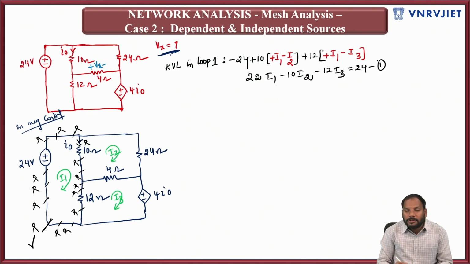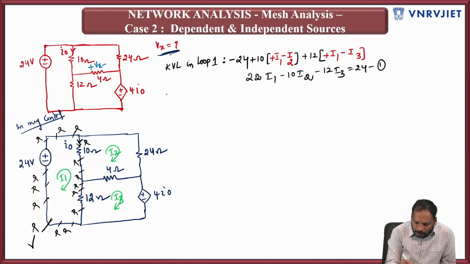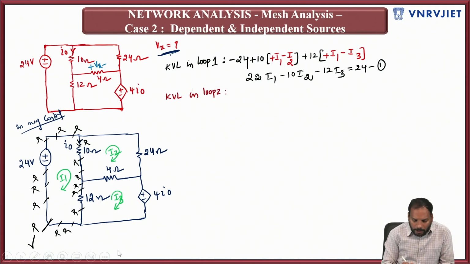It is equation 1. Okay, so similarly applying KVL, I'll try to take the red color now. KVL in loop 2. Anyway you can walk, it's up to you. I start here and walk in this direction. Now you are at the 24 ohm resistor, try to write the drop across 24.